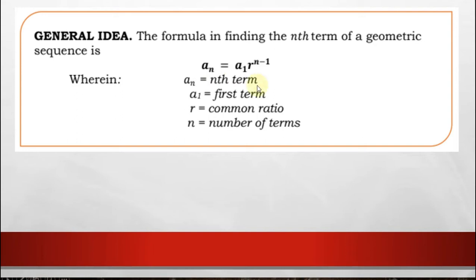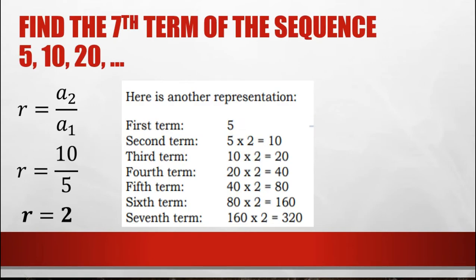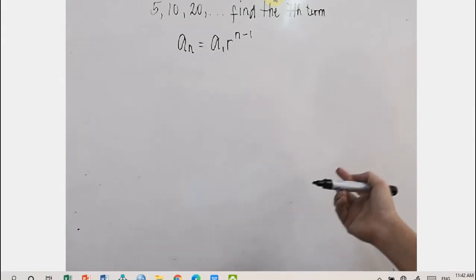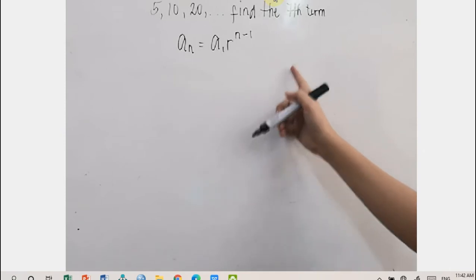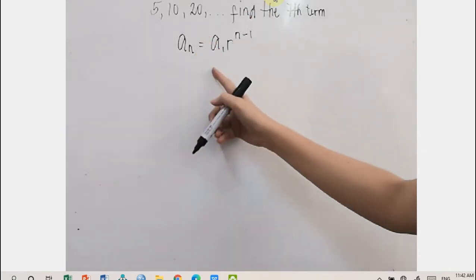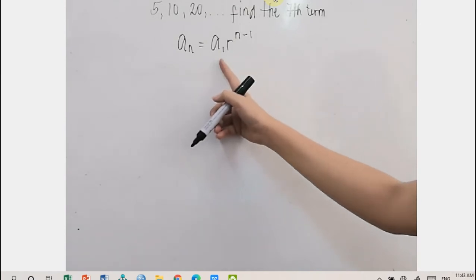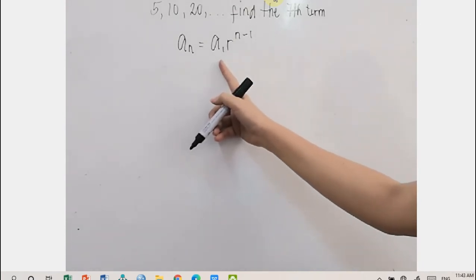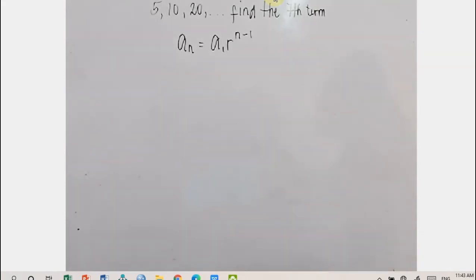So, let us go back sa question kanina. Then, we are going to solve that one using this formula. Find the seventh term of the sequence 5, 10, 20, and so on. So, let's try to solve that one. Okay, so now we are going to solve the seventh term of the given sequence given the formula in finding the nth term of the geometric sequence. And let us see kung mas mabilis ba natin siyang mahahanap.